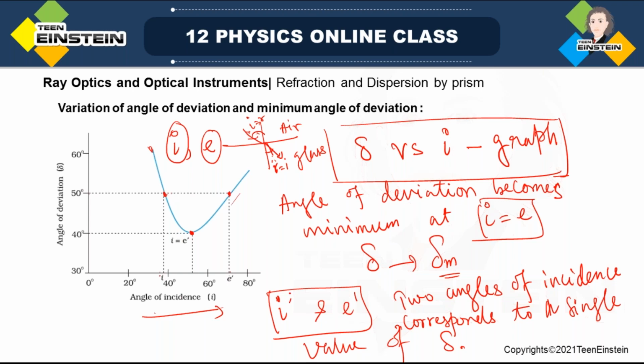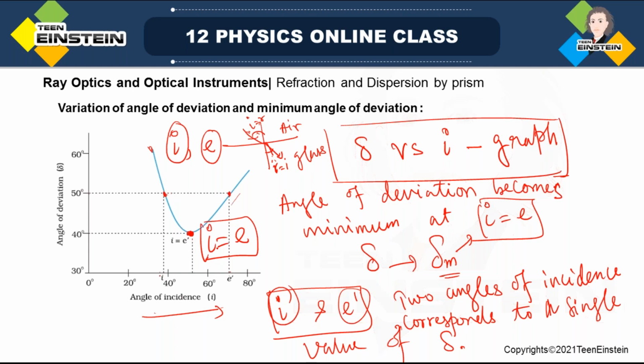But this angle of emergence and angle of incidence may not be equal always. Only when the angle of deviation is minimum. Look here, at this particular point, the angle of incidence has only one value. That means your angle of incidence and angle of emergence become equal. Only at the minimum angle of deviation of the prism, the angle of incidence and angle of emergence become equal.